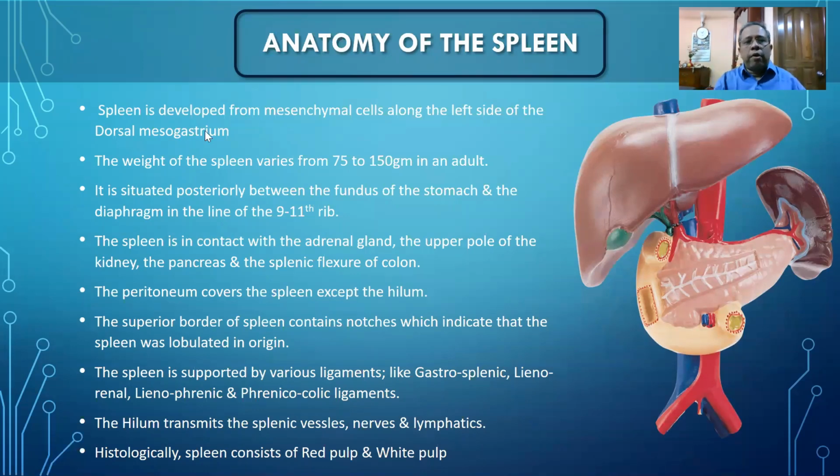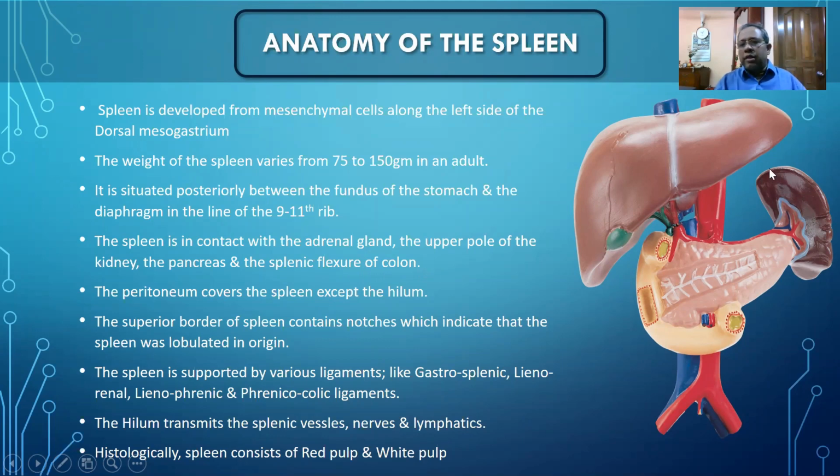Spleen is developed from mesenchymal cells along the left side of the dorsal mesogastrium. The weight of the spleen varies from 75 to 150 grams in an adult. It is situated posteriorly between the fundus of the stomach and the diaphragm, in the line of the 9th to 11th rib. The spleen is in contact with the adrenal gland, upper pole of the left kidney, the pancreas, and the splenic flexure of the colon.